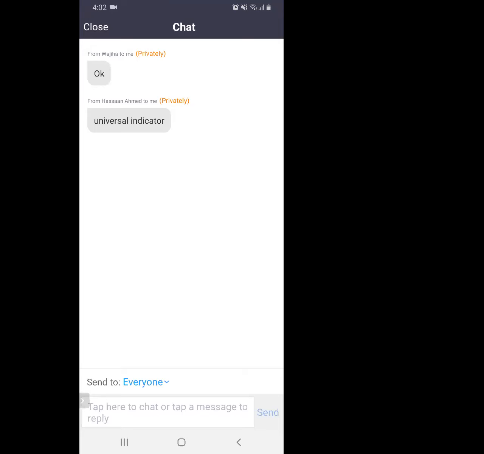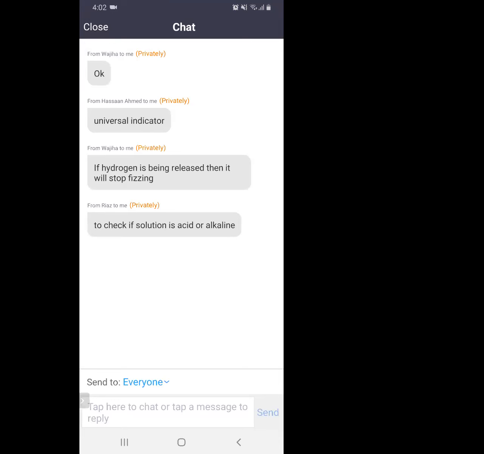What is the other way? Okay, what are the other ways? One is universal indicator. What are the other ways of finding out that all the acid has reacted? Come on. Okay, yes, that's another way.